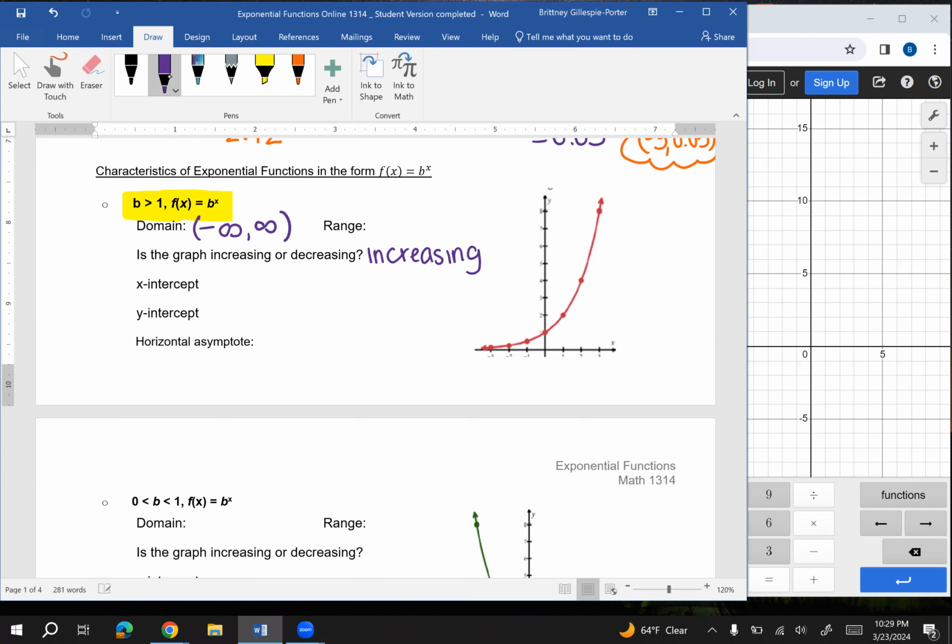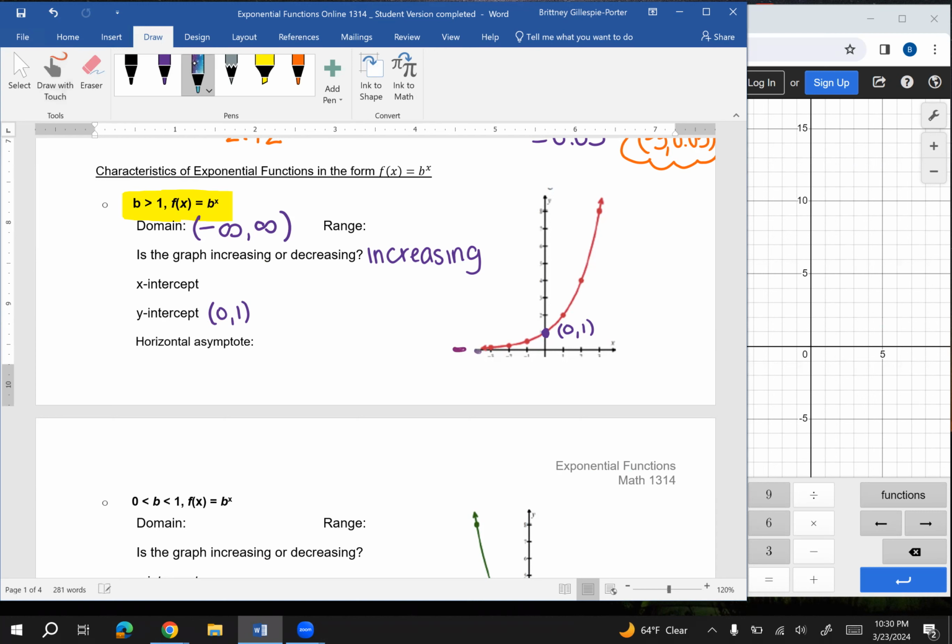Let's hit our y-intercept real quick. Our y-intercept is where we cross the y-axis, and that happens at the ordered pair (0, 1). Now, the range, the x-intercept, and the horizontal asymptote. Let's look at that horizontal asymptote because that's going to help determine our range and our x-intercept.